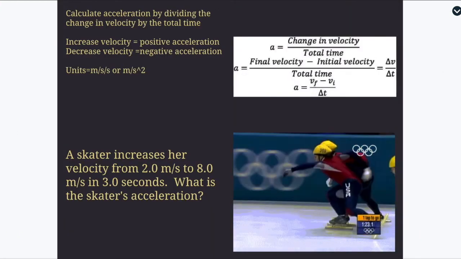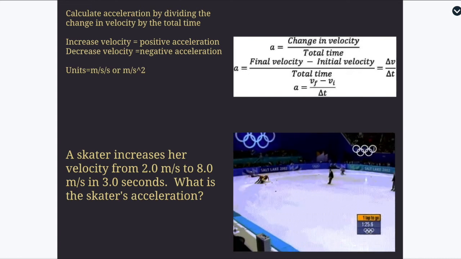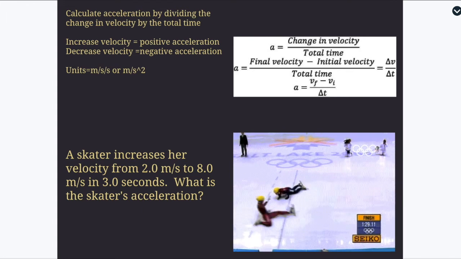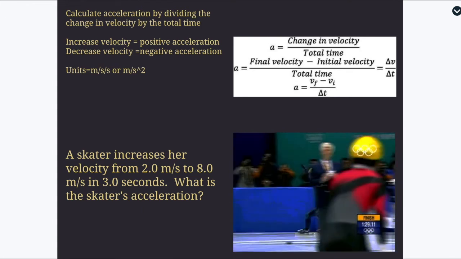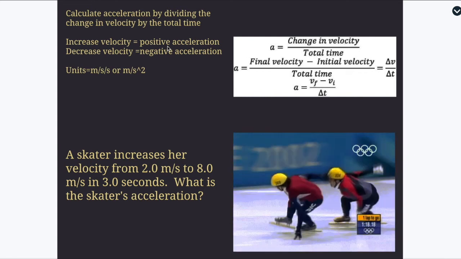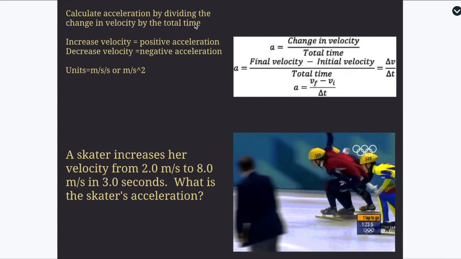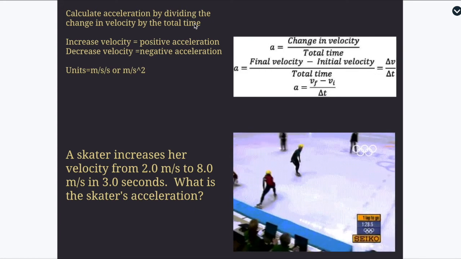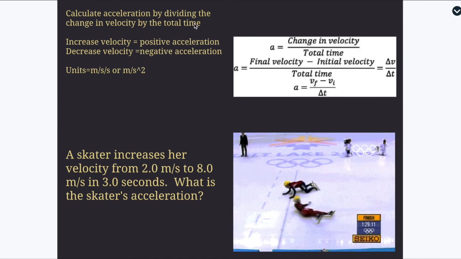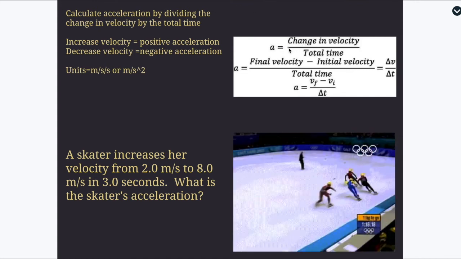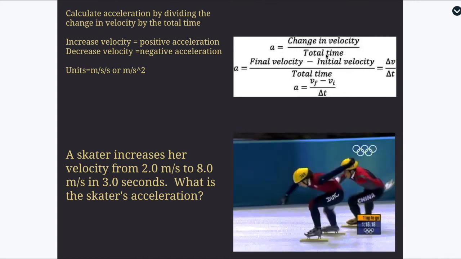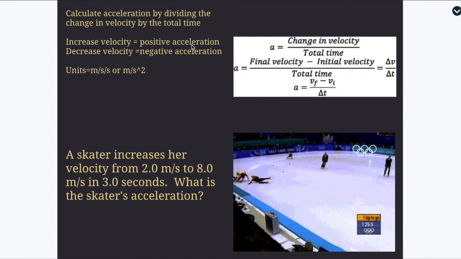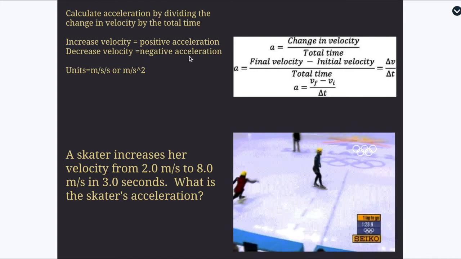So now that we've discussed different types of acceleration, let's talk about how we would calculate acceleration. You calculate acceleration by dividing the change in velocity by the total time. We talked about how acceleration by definition is a change in velocity, so we're taking that change in velocity and dividing it by the amount of time that it takes. If you have an increase in velocity, you'll have positive acceleration. If you have a decrease in velocity, you'll have negative acceleration.